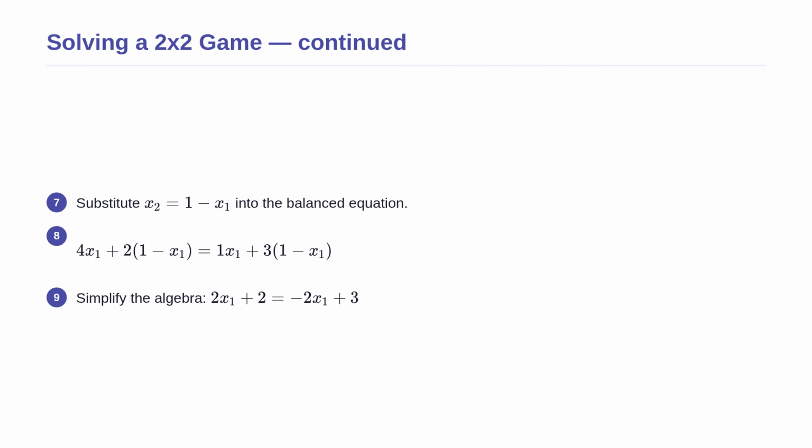We know from our very first step that x sub 2 is exactly equal to 1 minus x sub 1. We substitute this expression into our balanced equation, wherever x sub 2 used to be. This is a crucial step because it transforms an equation with two unknown variables into an equation with only one unknown variable. Next, we distribute the numbers and combine the similar terms on both the left and the right sides. This simplifies our complex equation down to 2x sub 1 plus 2 equals negative 2x sub 1 plus 3.